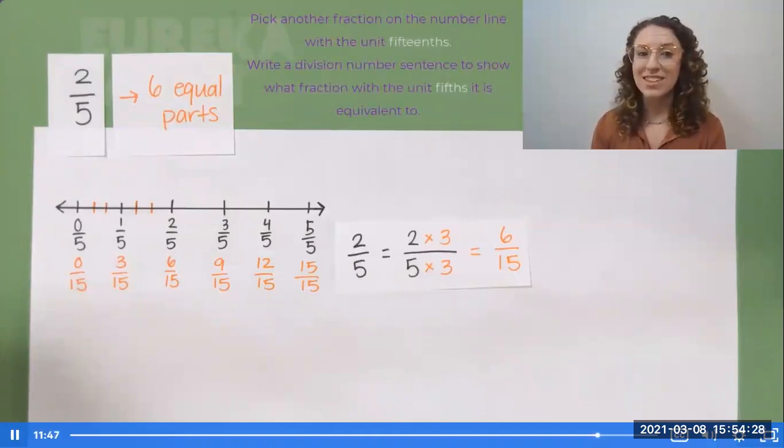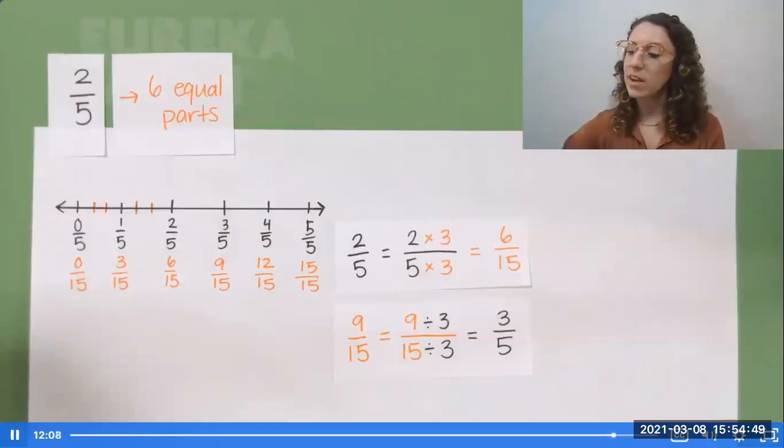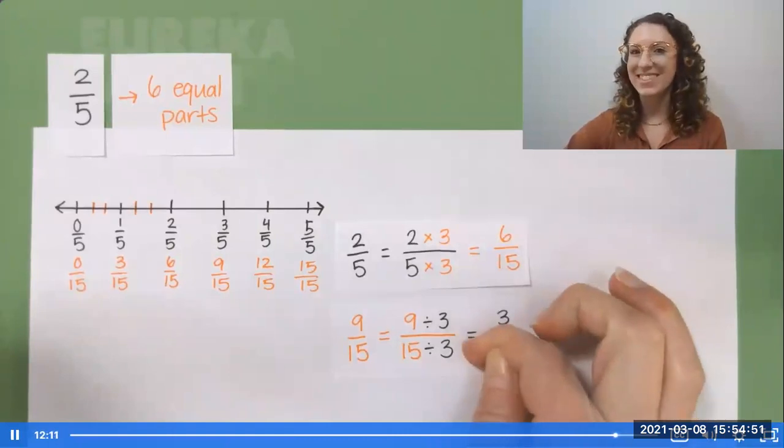By writing a division sentence, we show how the smaller units, 15ths, are composed to make the larger unit, fifths. Here's one example showing that 9/15 is equivalent to 3/5. Which equivalent fractions did you show? Whichever you chose, we should both have the numerator and denominator divided by 3.